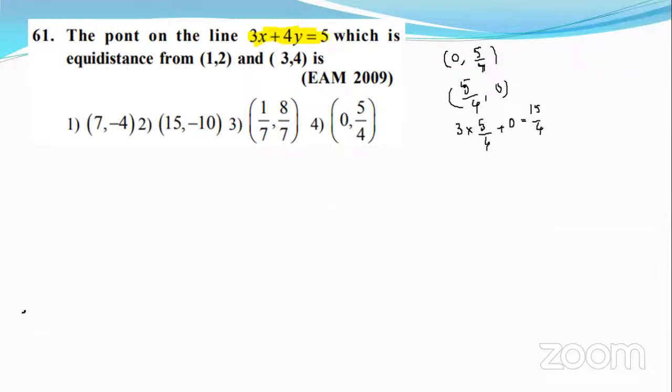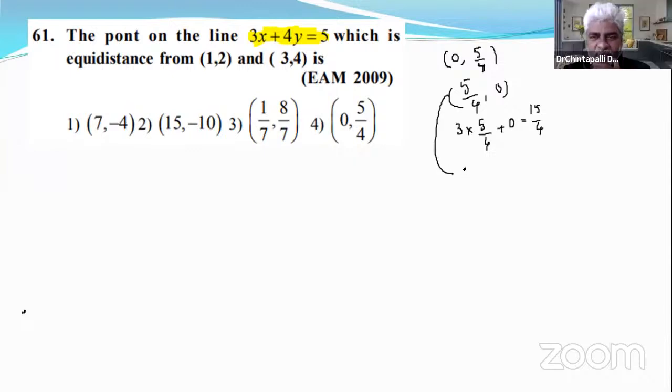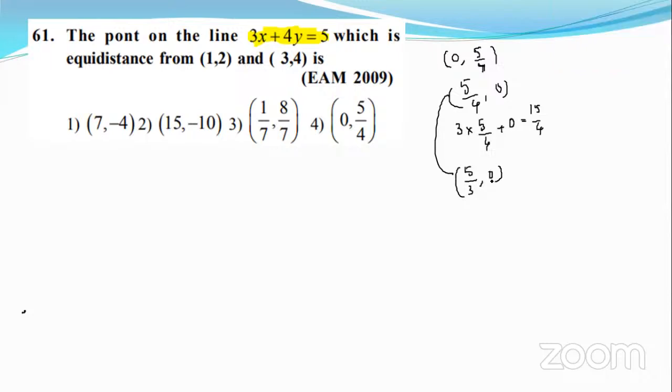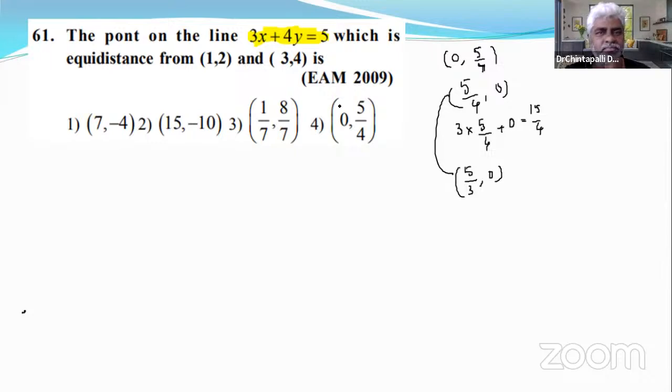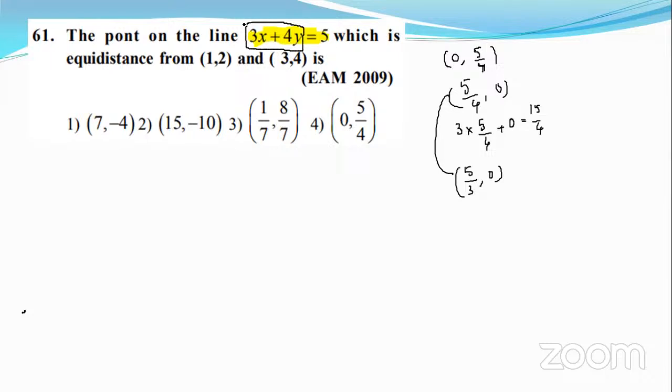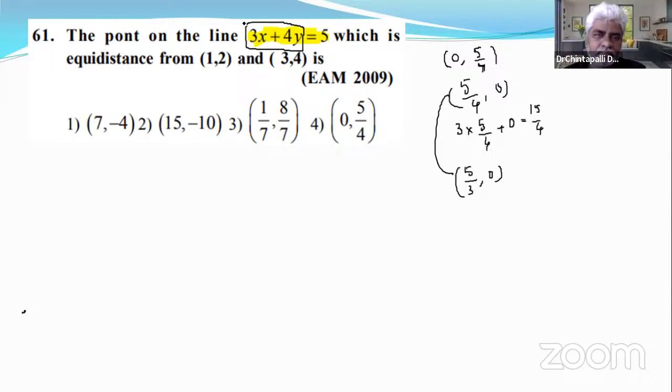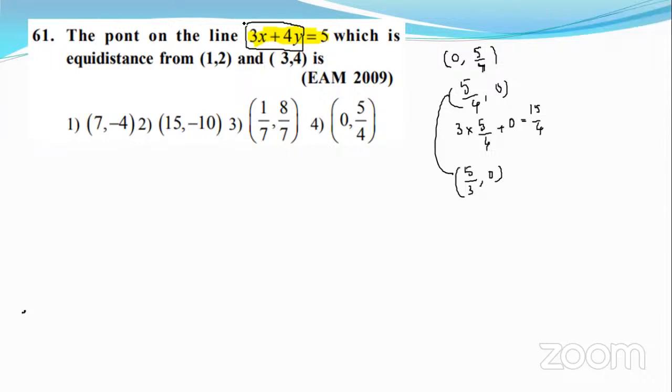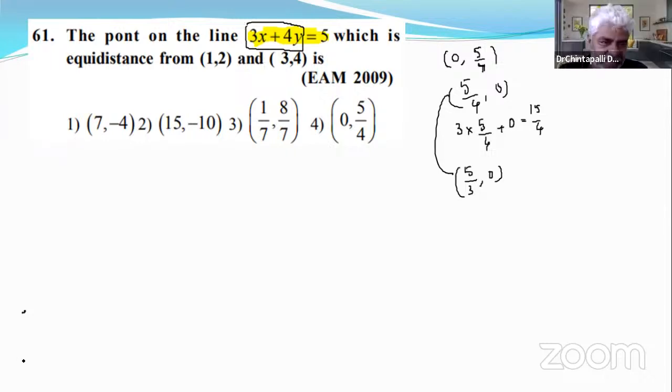Instead of that, you can say (5/3, 0). Plug in (5/3, 0) in 3x plus 4y. It will be 5, sir. In this way, we can write infinity points. The line 3x plus 4y is equal to 5 contains infinity points, right?